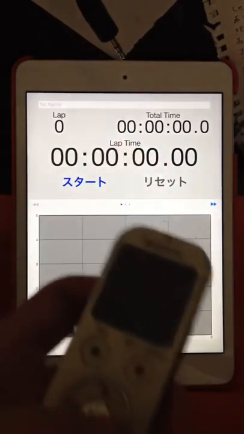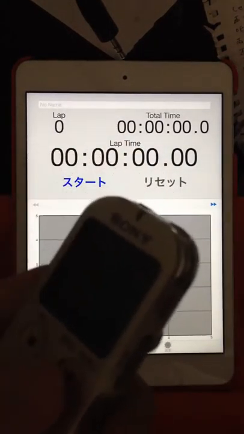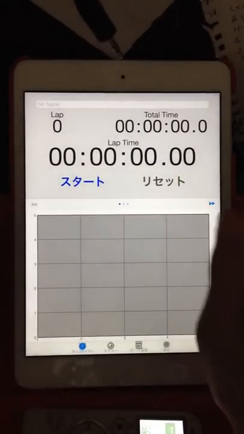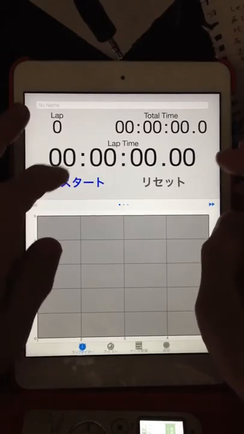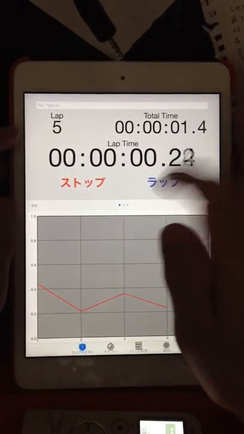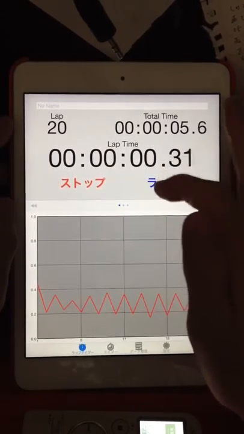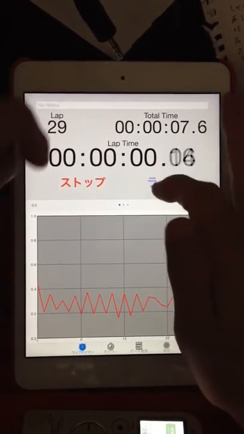Welcome to every morning experiment on timing progression. Let's start singing and tapping. 1, 2, 3, 4.